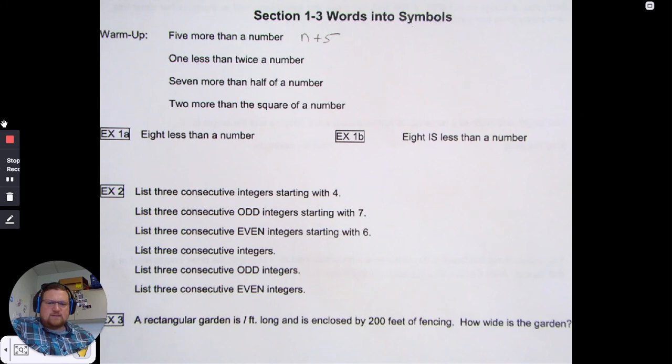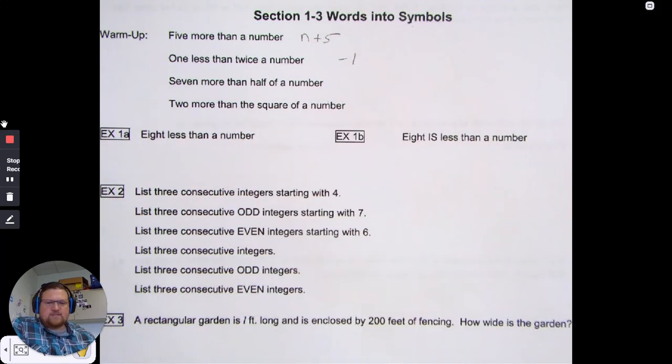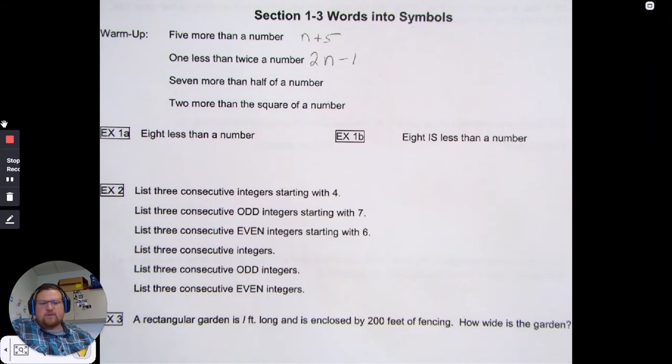1 less than twice a number. Well, 1 less means we're taking 1 away, so we're going to put minus 1 at the end. And then twice a number, well, that would be 2 times, and then you just put your number in, whether you're using N or X, whatever variable you like is totally fine.